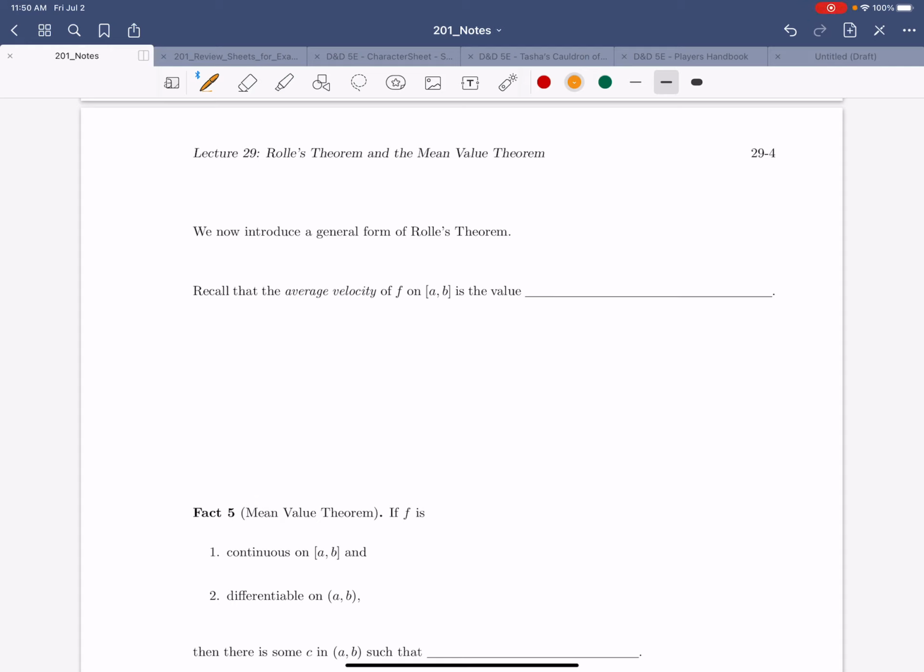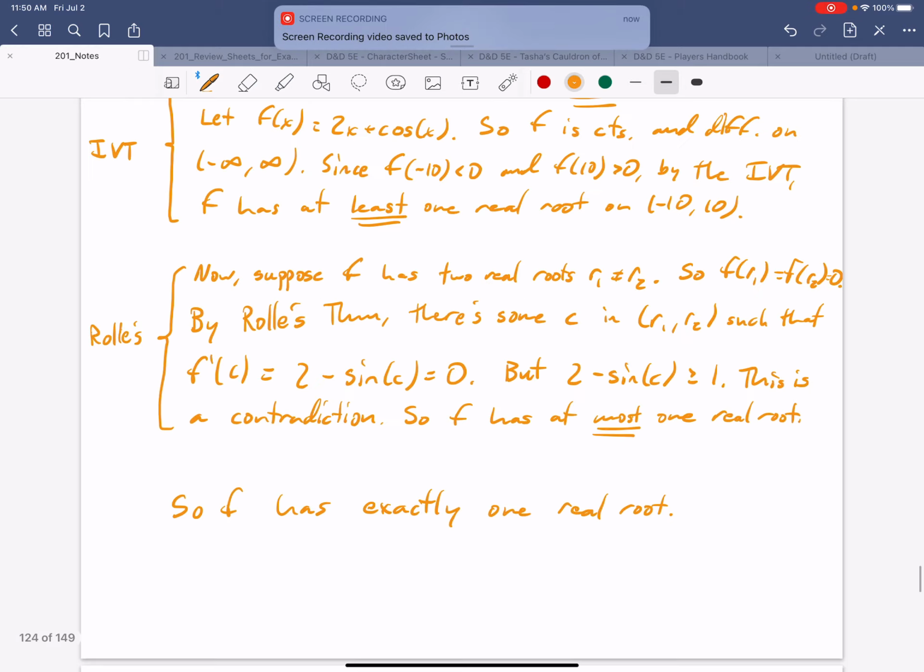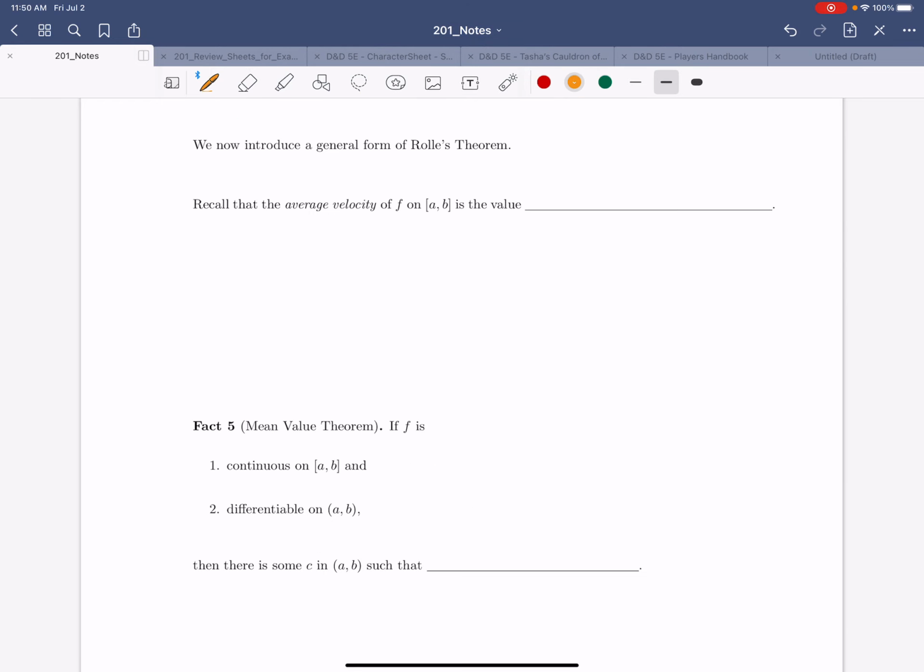Now that we've got the hang of Rolle's theorem, let's introduce a slightly more general concept, one that can actually be proved using Rolle's theorem. Recall that the average velocity is what we use to initially approximate the derivative. It's just the slope of the secant line between 2 points, right? It's the value f of b minus f of a all over b minus a.